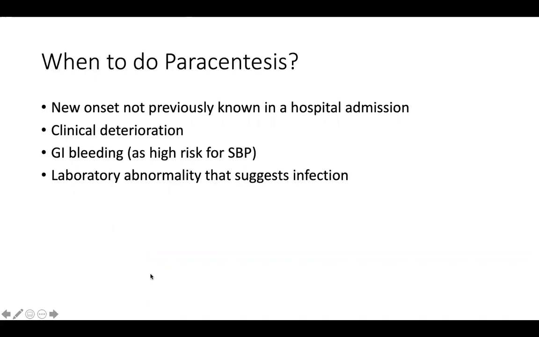Okay. And when do we do paracentesis? Again, we want to be thinking about when we're doing any of these investigations. So if this is a new onset, this person hasn't been known to have ascites before, absolutely we should do it. If this patient has ascites but they start to get worse, we need to be doing it because we need to know what is going on, has something changed. If they have some GI bleeding, we need to be doing it because they're at high risk of SBP. And if we've got any labs that are showing infection, again, we need to be doing this. And this is all linked to the difference, because it's really important to be using paracentesis to rule out spontaneous bacterial peritonitis.